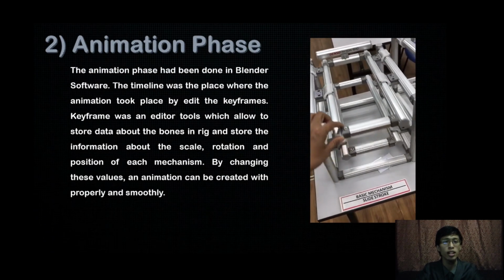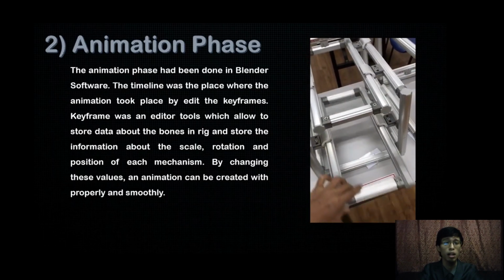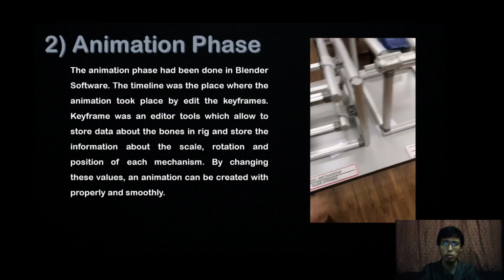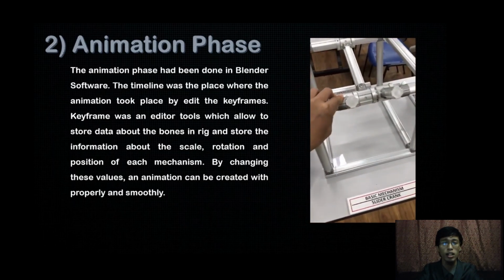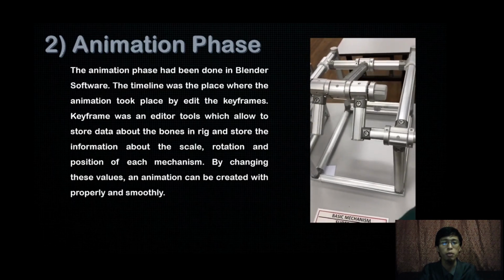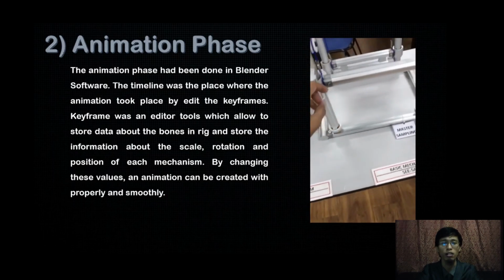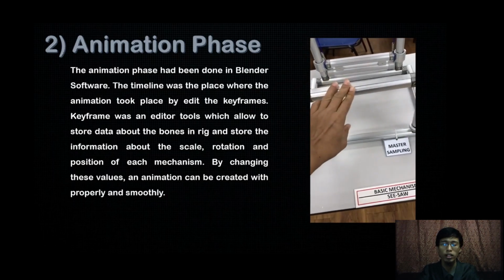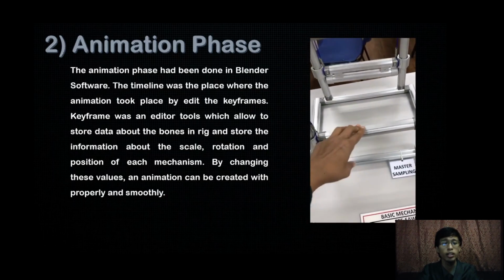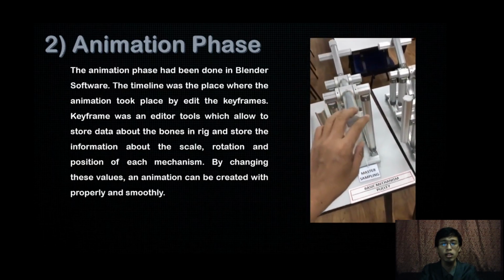Okay, the second phase, animation phase. The animation phase had been done in Blender software. The timeline was the place where the animation took place by editing the keyframes. Keyframe was an editor tool which allowed storing data about the bones in the rig and storing the information about the scale, rotation, and position of each mechanism. By changing these values, an animation can be created properly and smoothly.